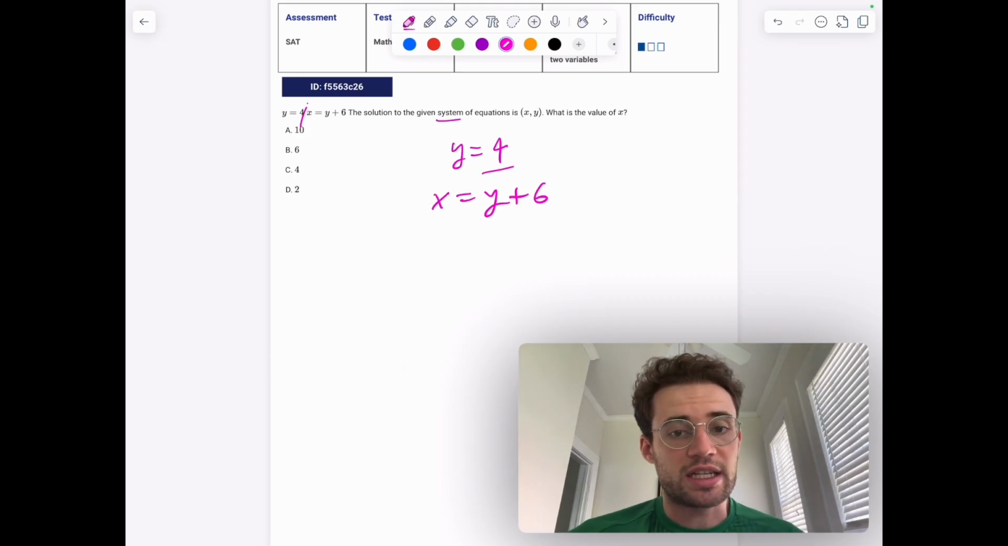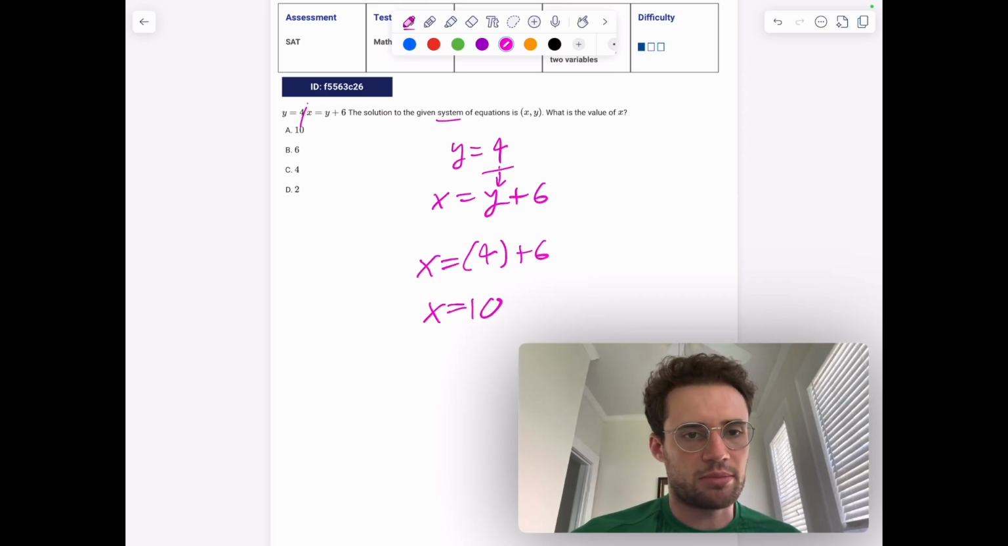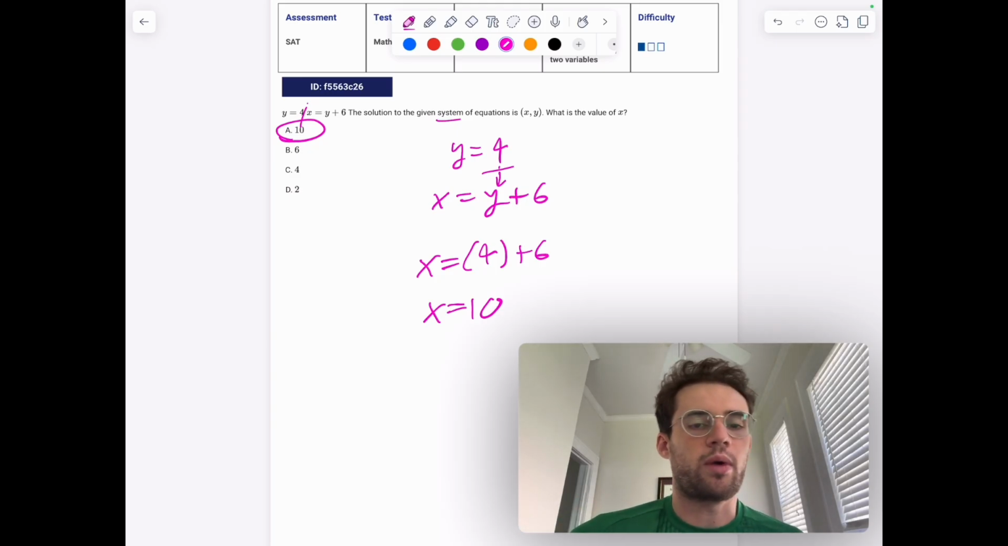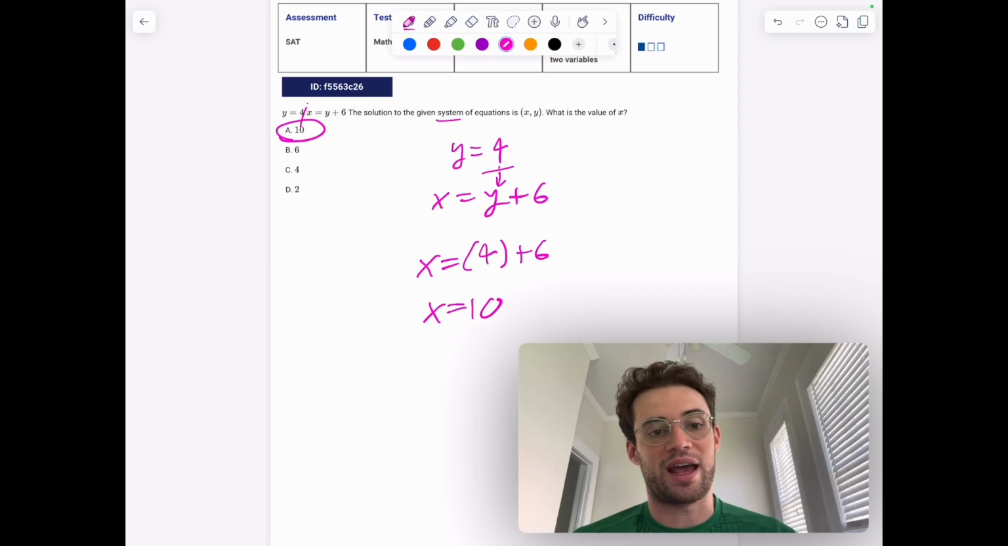All right, well, they gave us y as 4, so we'll just plug that 4 in for the y in the other equation. If x equals 4 plus 6, 4 plus 6 is 10. So it's that simple, just adding 4 and 6, but just make sure that you can tell where one equation starts and the other one ends.